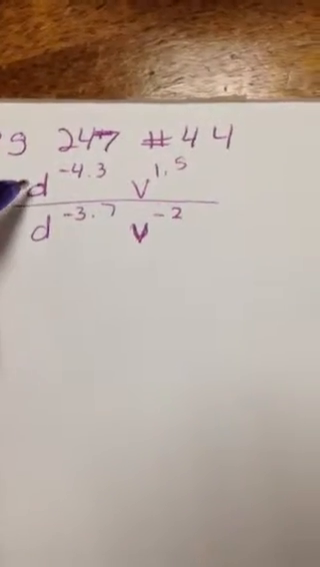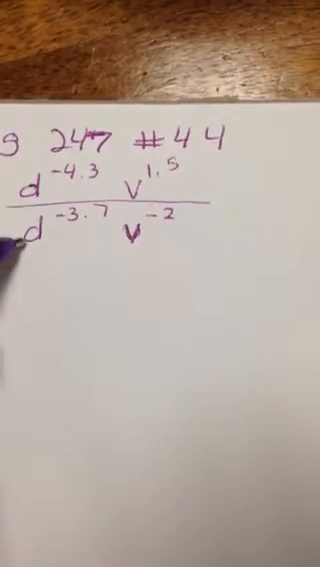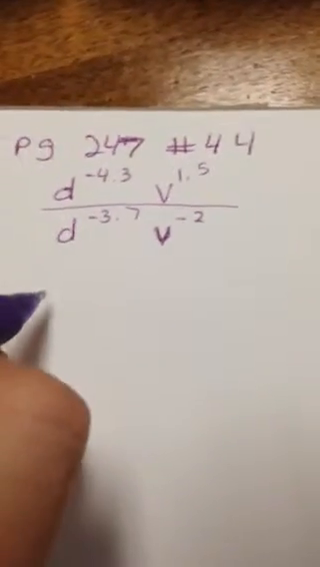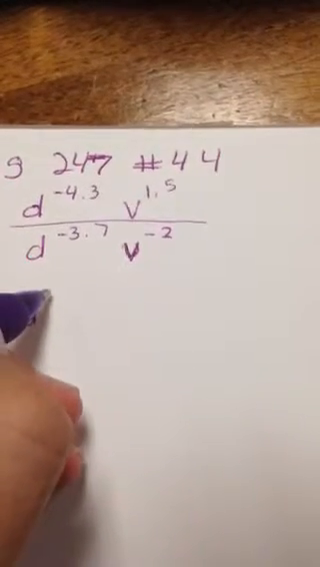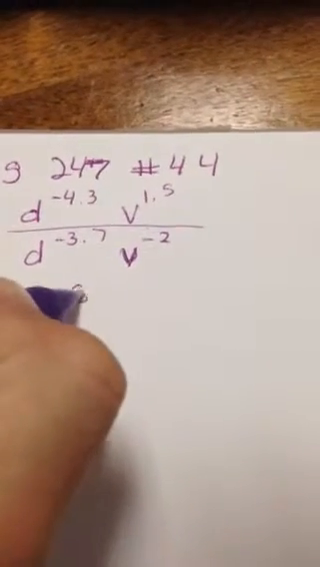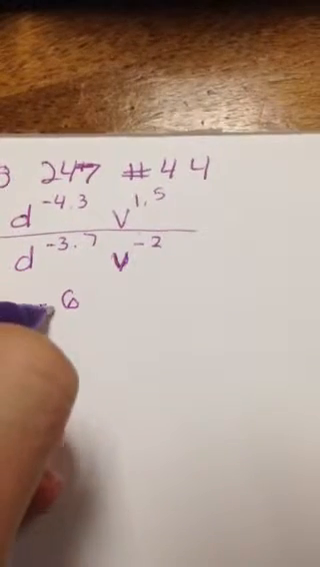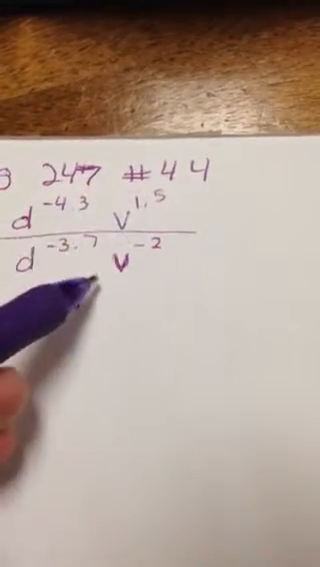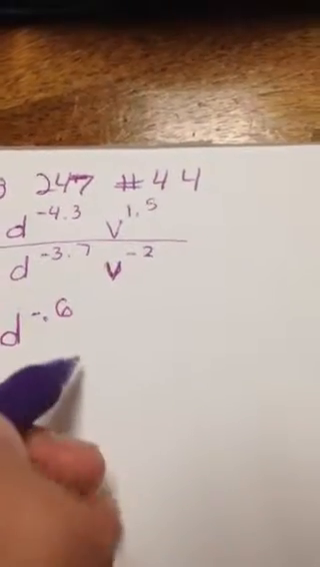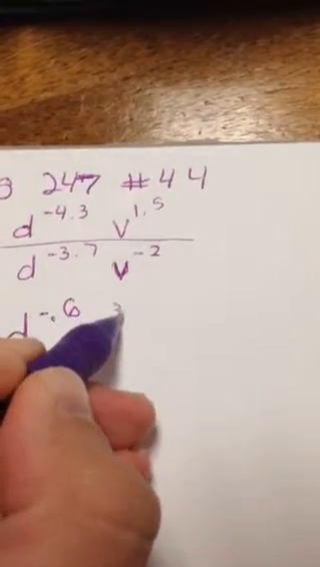So we have d to the negative 4.3 over d to the negative 3.7. We can do this as the negative 4.3 subtract negative 3.7 gives you negative 0.6. And then v to the 1.4 over v to the negative second becomes v to the 3.5 power.